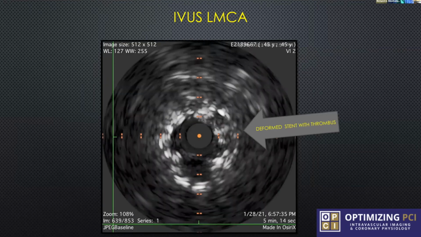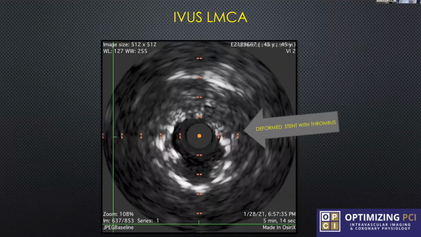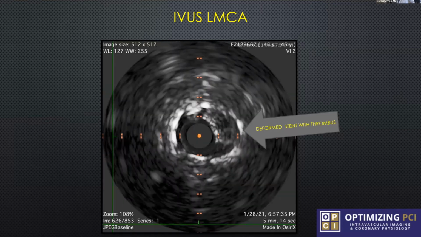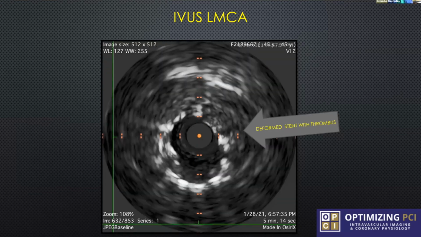So now I pulled out your IVUS. And you see, that's not my IVUS. That's a low megahertz IVUS, but we will call it IVUS if you'd like to. Okay, but it's IVUS enough that you can see what's going on here. At the ostium of the left main, you see that there's a hematoma, and I deform my stent with thrombus.